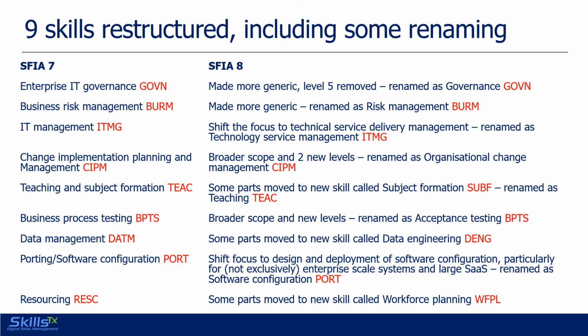There are 9 skills that have been significantly restructured, and some of that has included changing the name for the skill. So in SFIA 7 we had enterprise IT governance. That's been made more generic. We've removed the level 5 description as we felt this was covered by other skills and therefore was a bit of a duplication, and it's been renamed as governance.